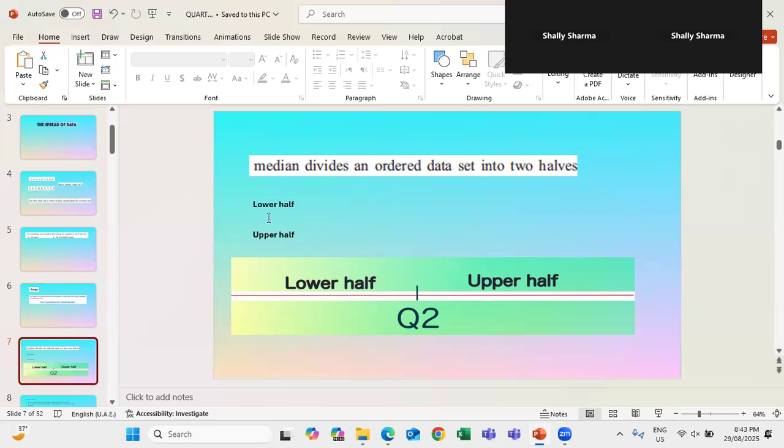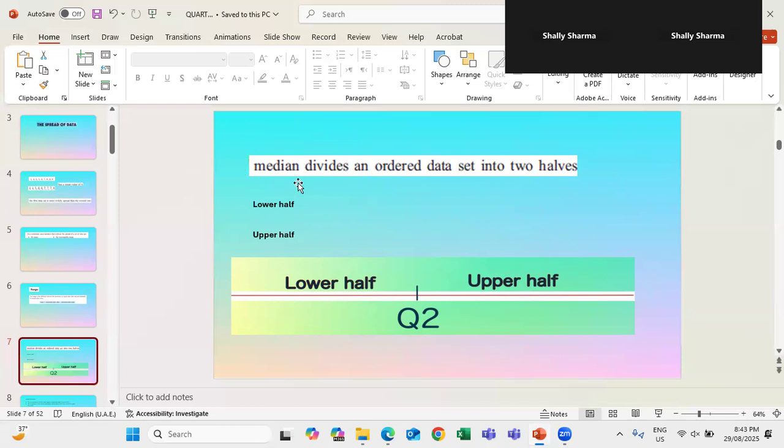So median, what is the function of median? Median is not related to only spread of data. It is basically a center of data. Sometimes we call this median to find an average. It's not that mean is only to find the average. Sometimes median is also used to find the average. We will discuss it in the median lesson.